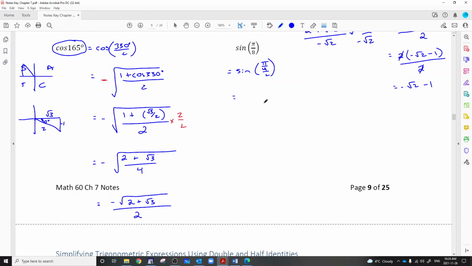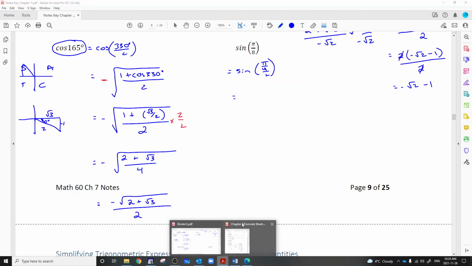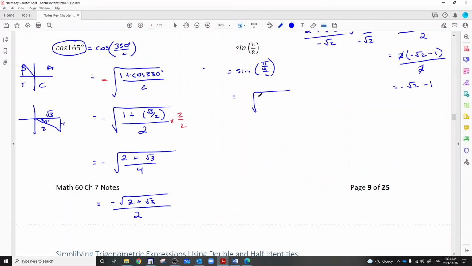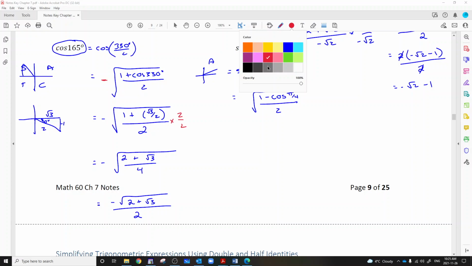So then we go to our identity page. We pull out the proper half angle identity. So it's the square root of 1 minus cos x over 2. So, square root of 1 minus cos, the x value is pi by 4, divided by 2. I have to decide whether it's plus or minus. So I look at pi by 8, which is in quadrant 1. Everything is positive, so I'm choosing the positive radical.